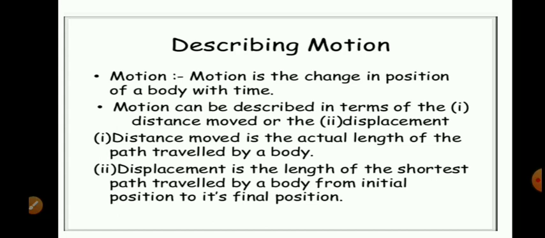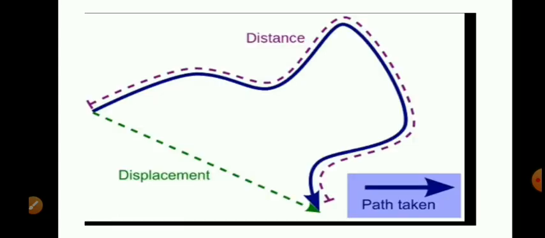In normal language, distance is the total path covered by an object and displacement is the shortest path covered by an object. So what is the difference between total path and the shortest path? For this explanation, let me move on to this example.